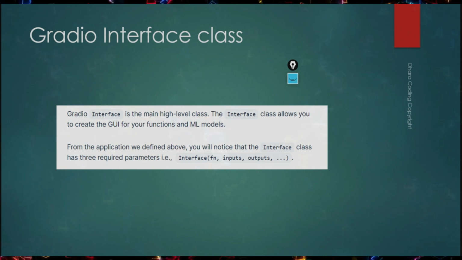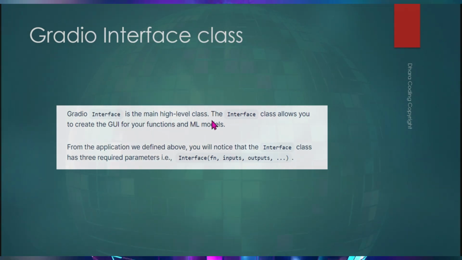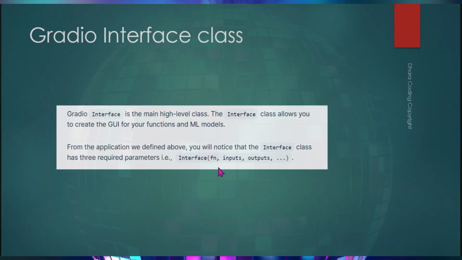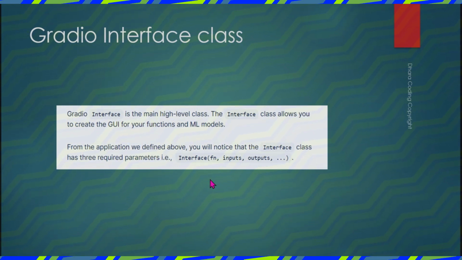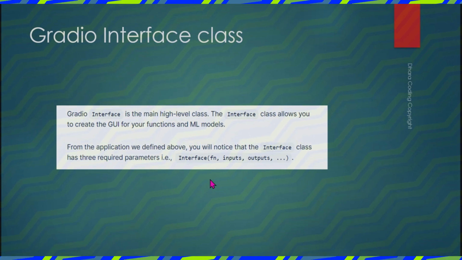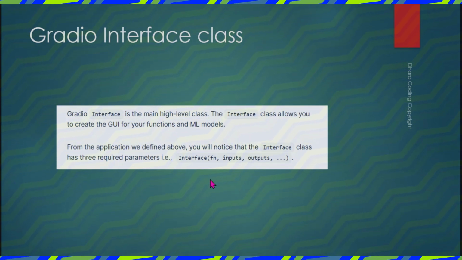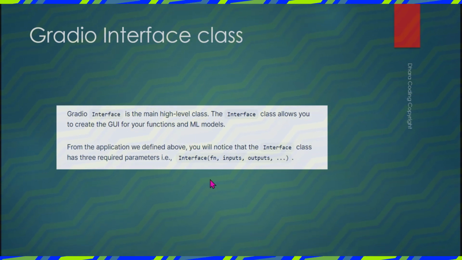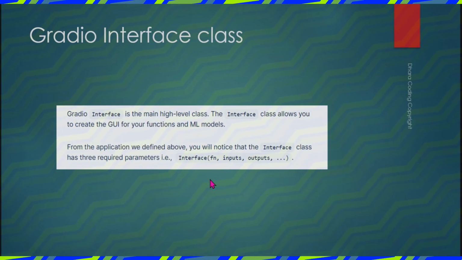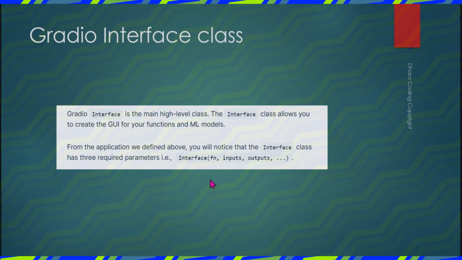Hi everyone. In this lecture, we are going to see the Gradio interface. What is the use of the Gradio interface, and how does it look? The Gradio interface is a high level class. It allows us to create a GUI, a graphical user interface, for your machine learning model. You can use any open source machine learning model, and it will give you the interface so that you can use it. Otherwise, you need to write a Jupyter notebook, you have to write the program.